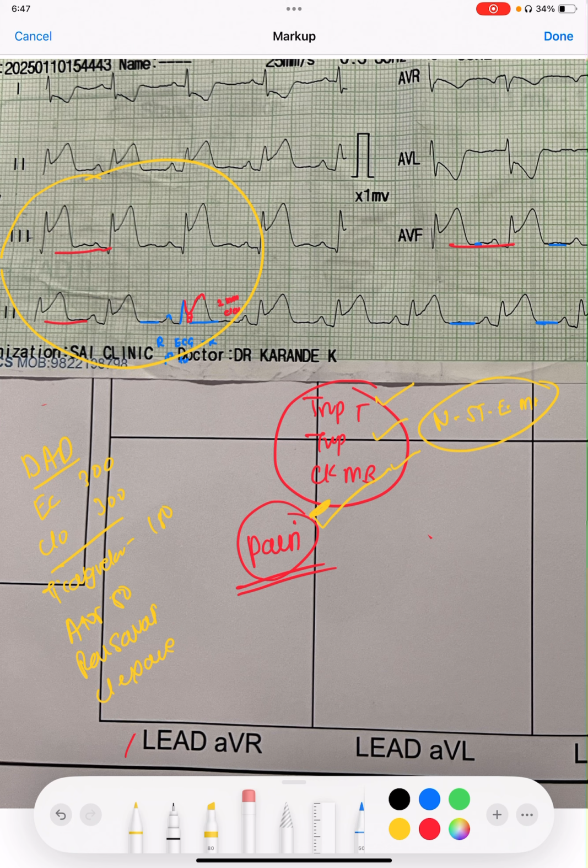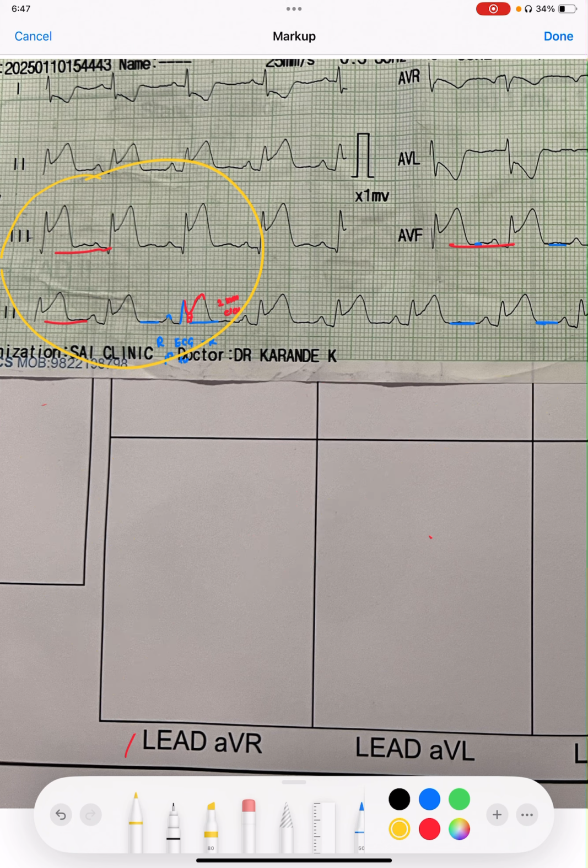Then what is the change between non-ST elevation and ST elevation, if the treatment is almost the same? Actually, ST elevation MI is an indication for thrombolysis. We can directly thrombolyse the patient with tenecteplase or streptokinase or alteplase or reteplase. But if there is non-ST elevation MI, we cannot thrombolyse the patient. So to thrombolyse, the patient must have ST elevation. In non-ST elevation MI, thrombolysis is not actually indicated.